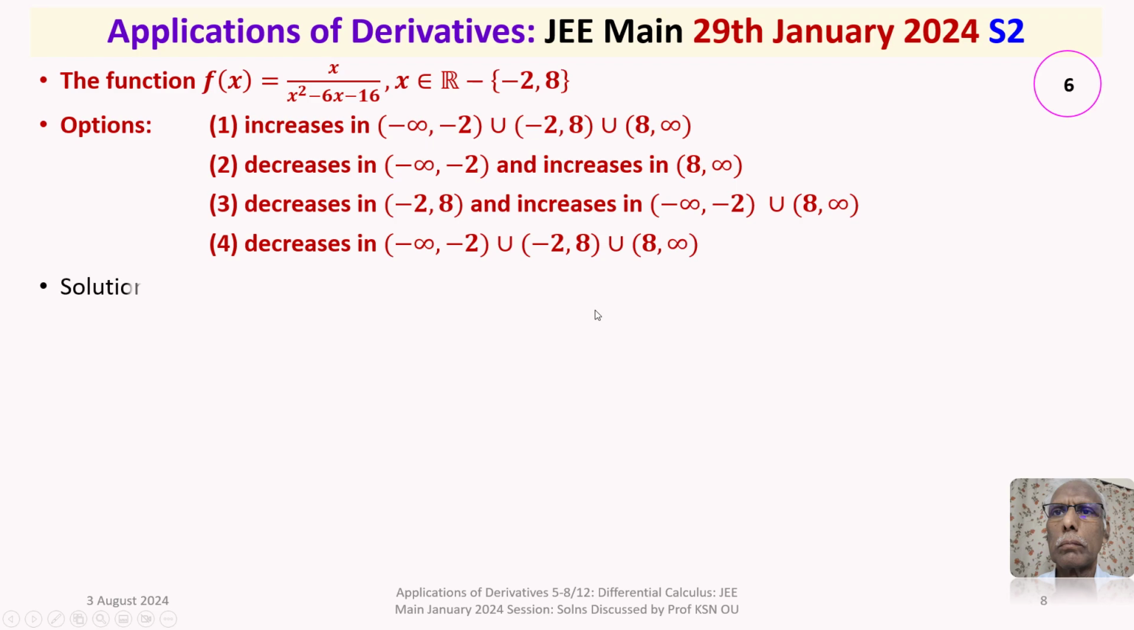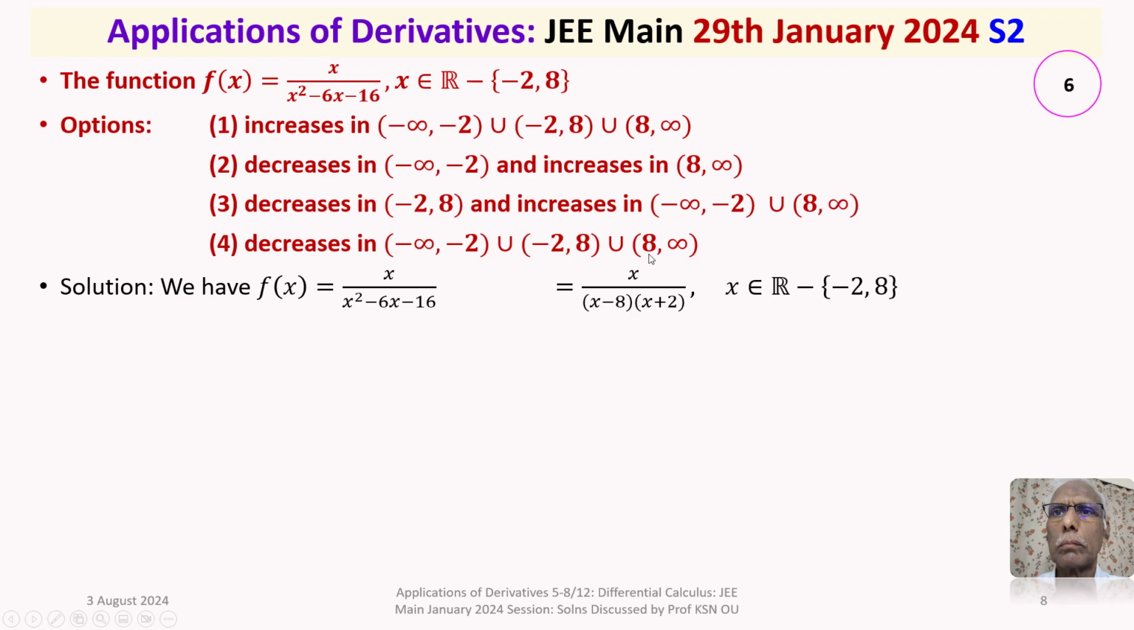Agreed. So we have our function f of x, and that is equal to x by, we have factorized the denominator, x minus 8 into x plus 2, and that is why x is not taking the values of minus 2 and 8, because it is sitting in the denominator. Agreed. And to talk about increasing and decreasing nature, we have to first consider the critical points. For that, we take the derivative.